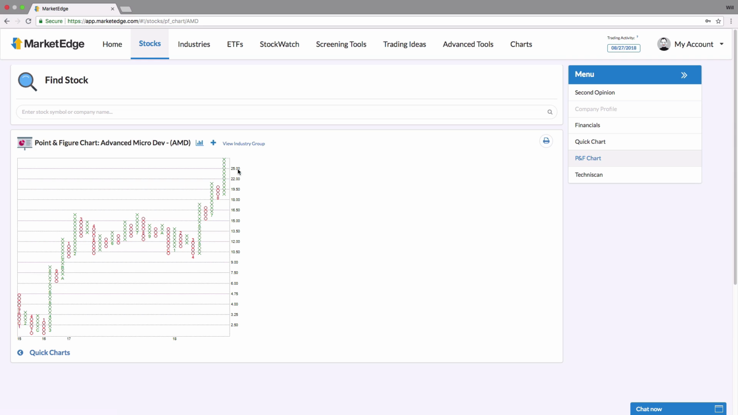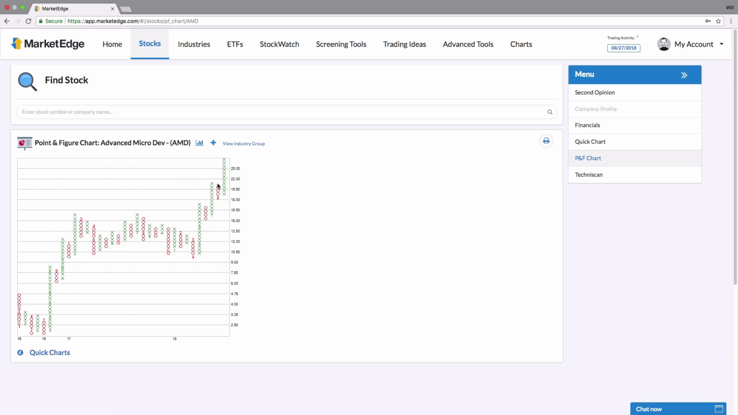All right, and in order for this to go from X's to zeros, to change the direction, we have what we call a three-box reversal. In other words, if we get to say 25, and we start to go sideways to down, we'll stay on this series of X's until it takes a trade below 22 before we will reverse back to zeros. That's your three-box reversal, and that's what some traders will use. They think anything less than that is just a little bit of market noise.